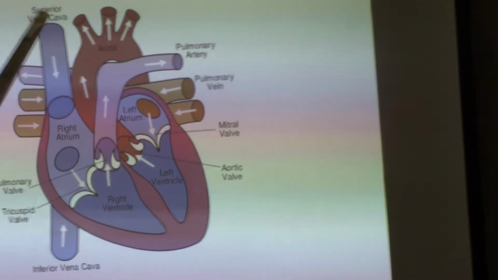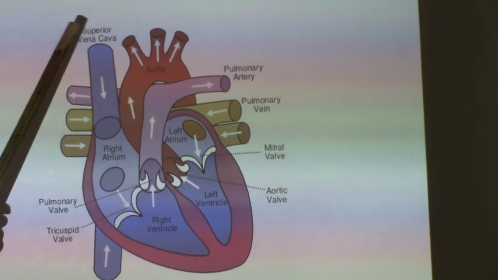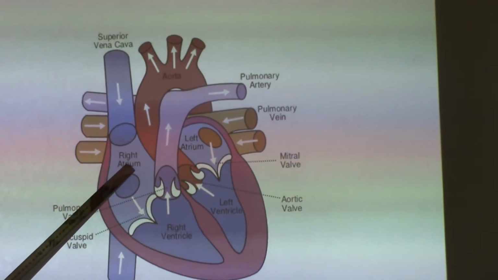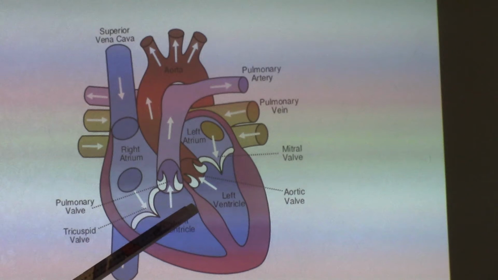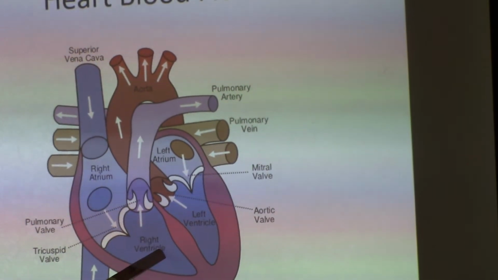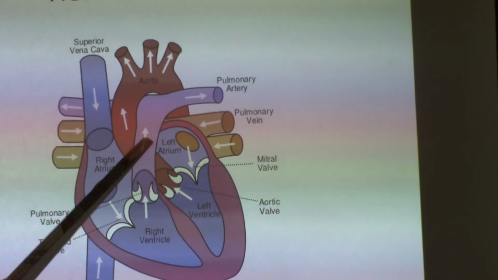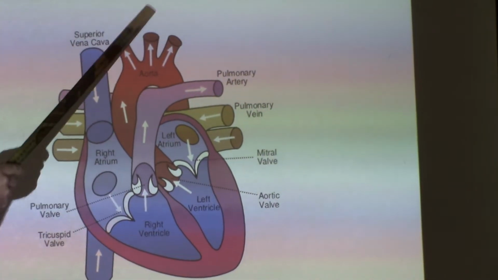This is the biggest vein in my body, the vena cava. It brings blood from the body into the right atrium. Blood goes to the right ventricle, so we pump blood into the right ventricle, and that goes back to the lungs. So this is the pathway of blood flow back in this way.